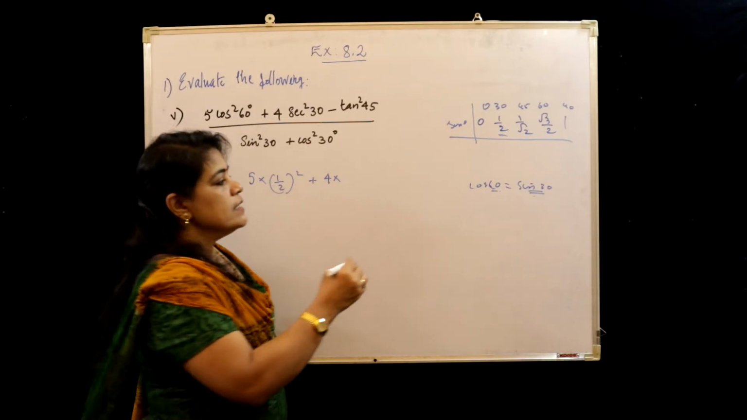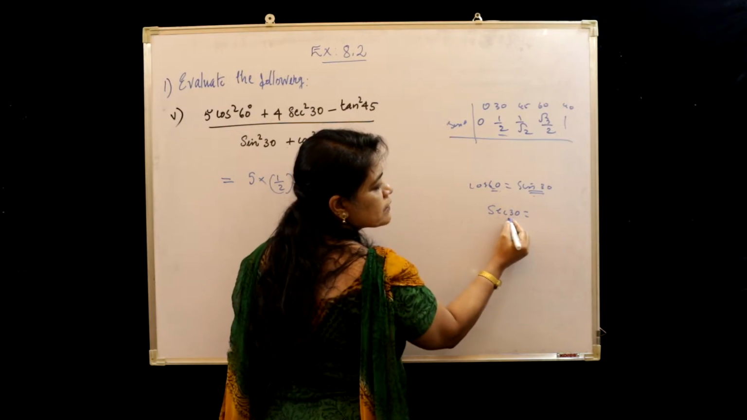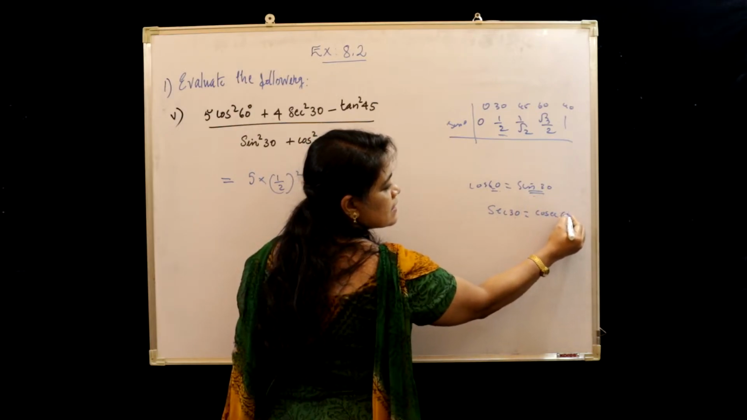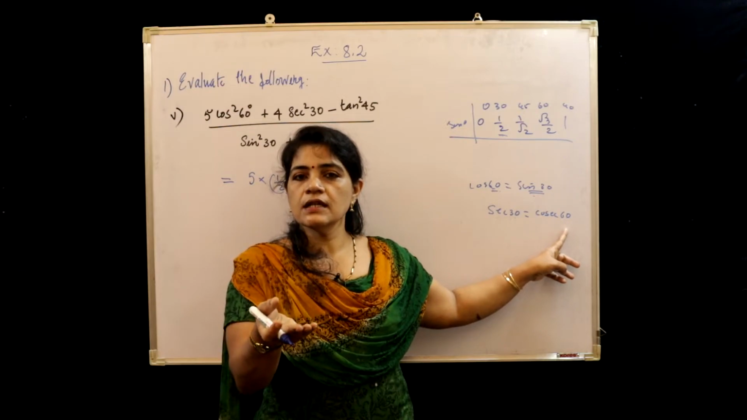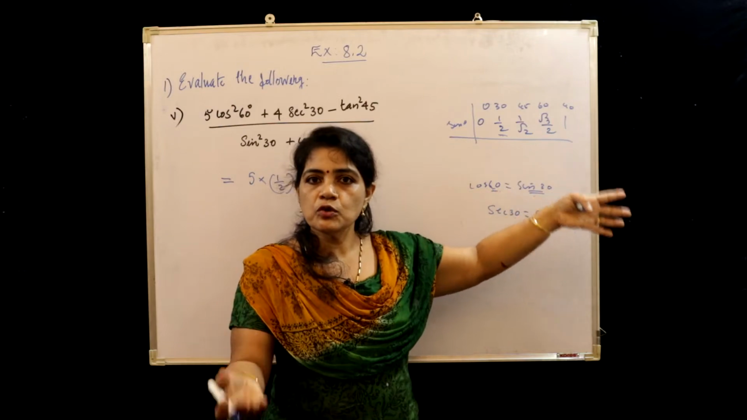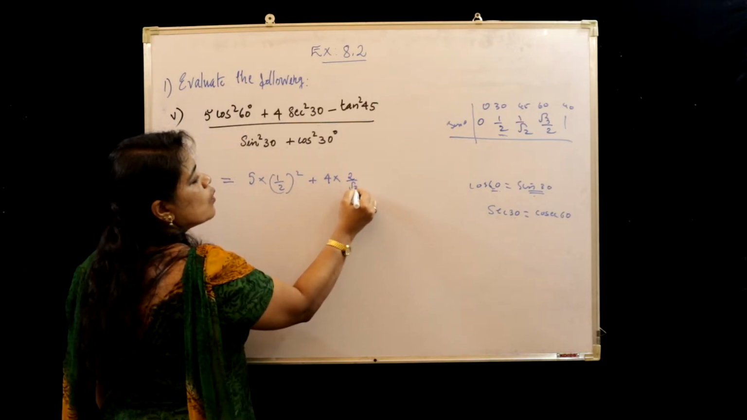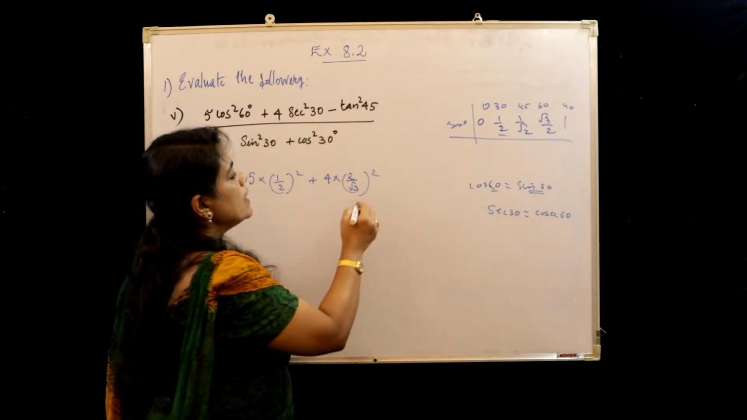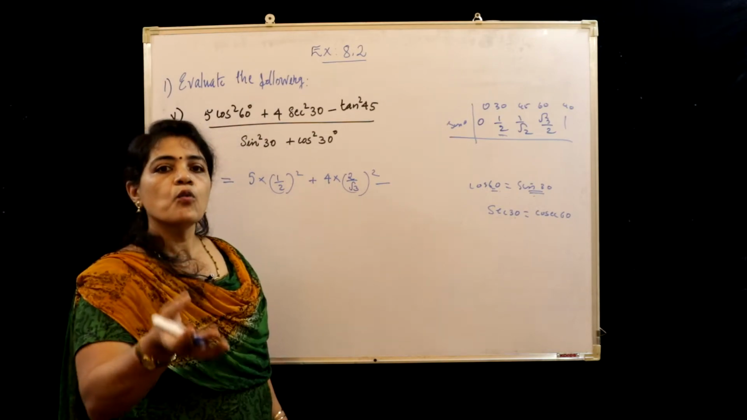Sorry, 30. Sec 30, what is complement of sec? That is cosec, and 30, 60. Okay, children? So cosec 60. Cosec 60 is the reciprocal of sin 60. Sin 60 is root 3 by 2. That is 2 by root 3. So 2 by root 3 whole square. Why? Because here sec square 30 minus tan square 45. Sin 45 divided by cos 45, that is 1.